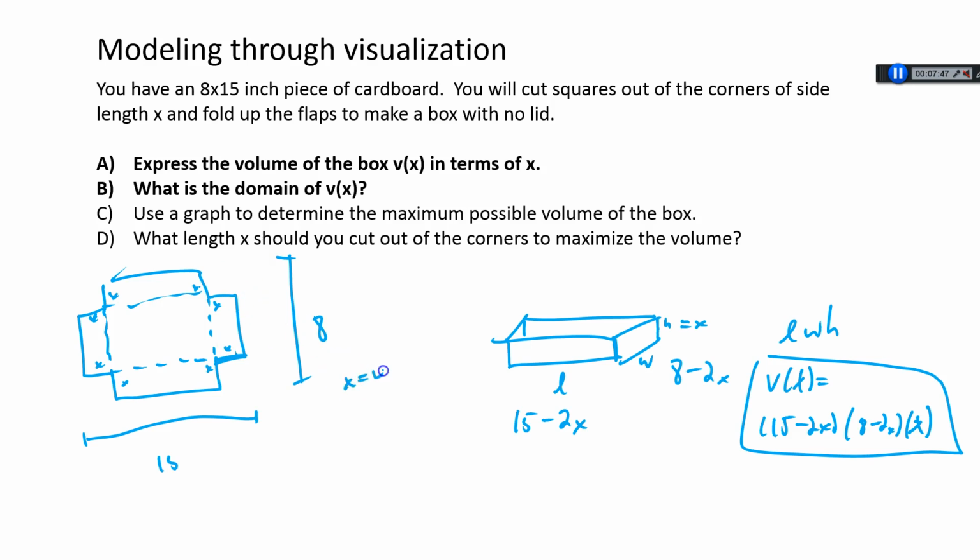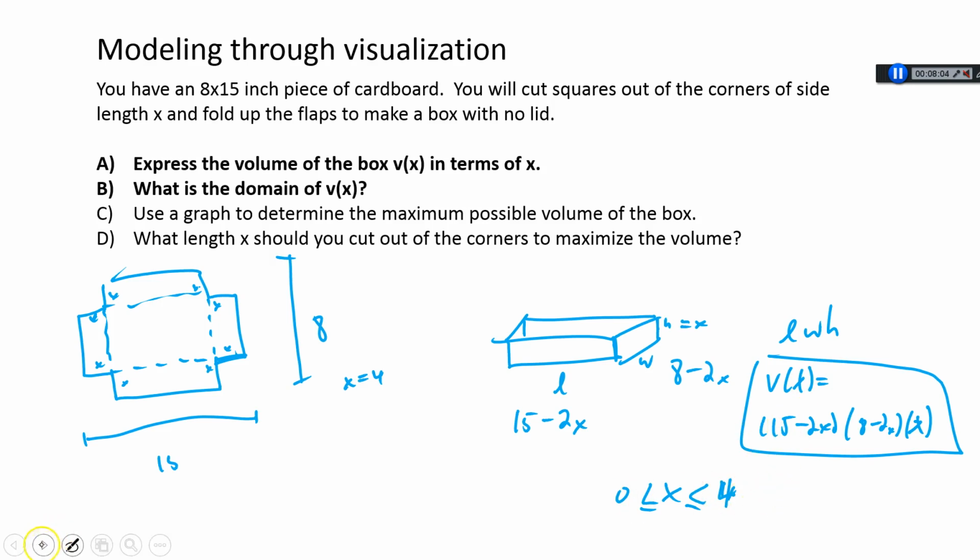If x was 4, this part right here, this 8 minus 2x, would be 0. So I think that x has to be between 0 and 4. We can do less than or equal on each as well, because then it would just have a 0 volume if it was equal to either one of those. So x has got to be between 0 and 4.